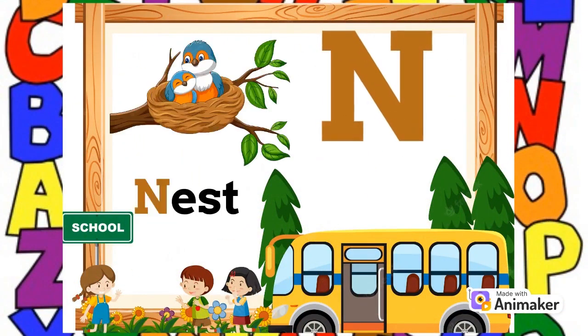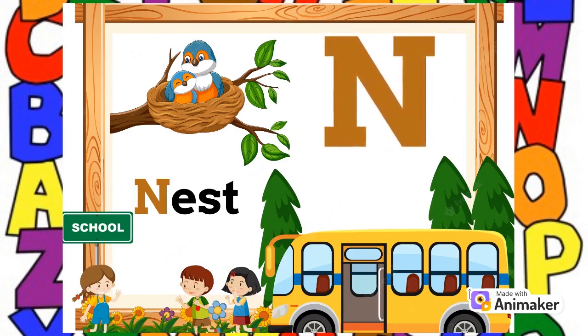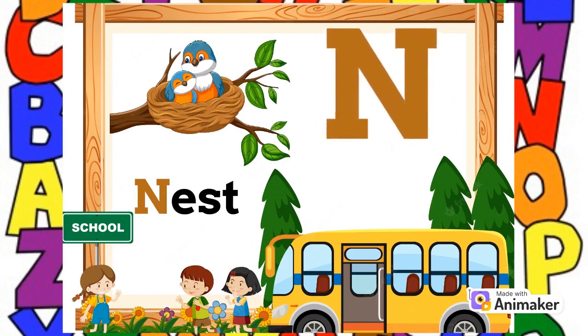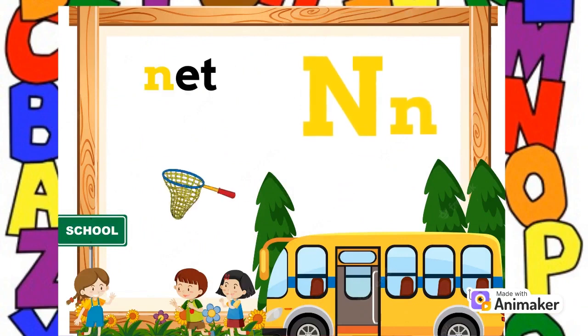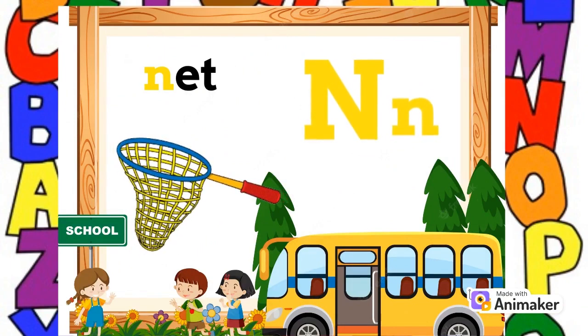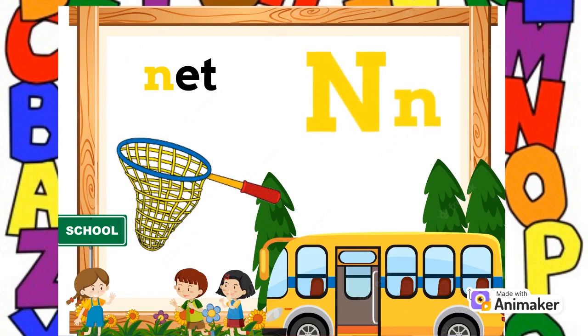N. Capital N. N for nest. N. E. S. T. Nest. N. Capital N. Small n. N for net. N. E. T. Net.